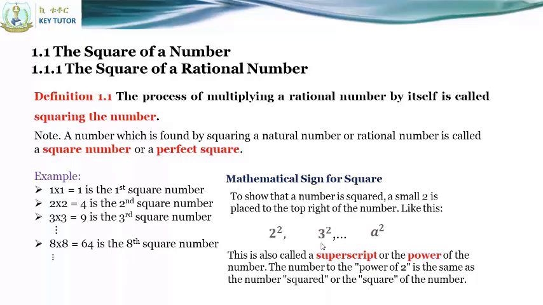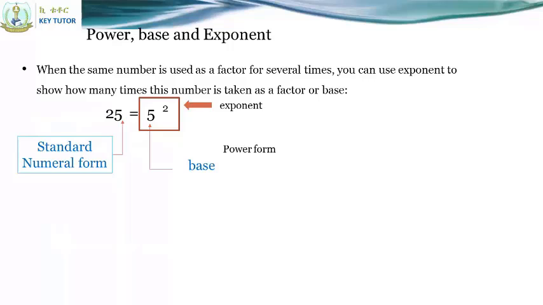So in general, 2 appears as a superscript or as a power of a number, and the number is said to be to the power of 2 or raised to the power of 2, or the number is said to be squared or the square of the number. Let's see some terms concerning squaring a number. If you take 25, the standard form of 25 is just this one, while 25 can be written as 5 to the power of 2. Hence here the base is 5, the exponent is 2. Together we have the power form of 25.